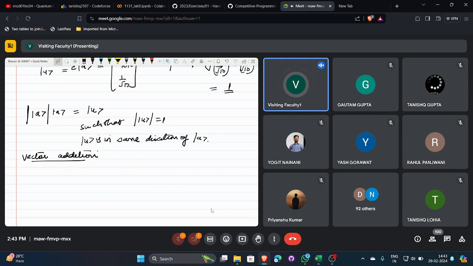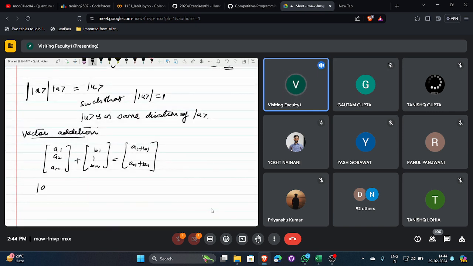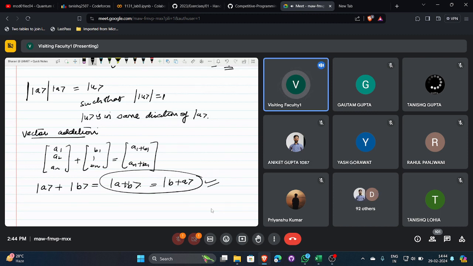So, vector addition. This you might all know. If you want to add two vectors, they should be of the same dimension, and the addition is this. So how we represent it in the ket form: ket A plus ket B is ket A plus B. And we all know addition is commutative, so this is also equal to this. Multiplication is not commutative for vectors, so it will not be commutative here also.